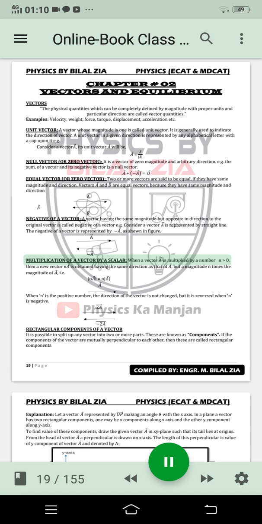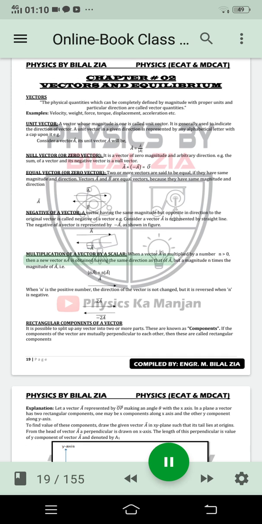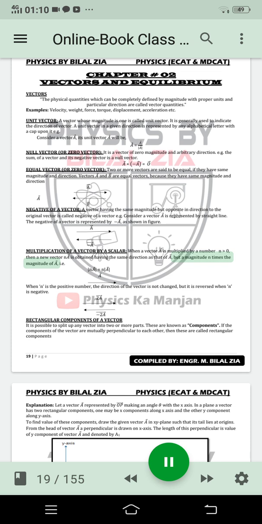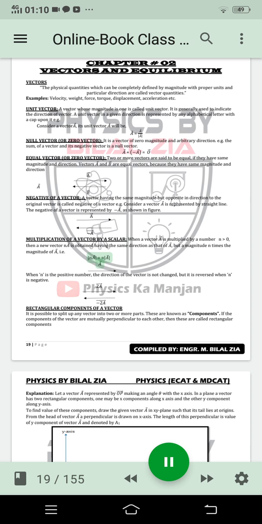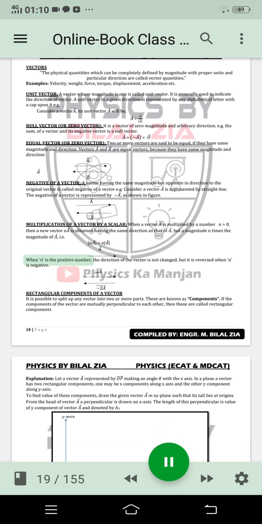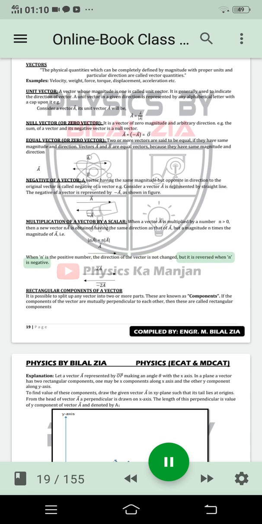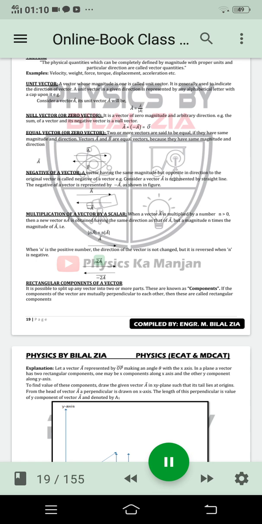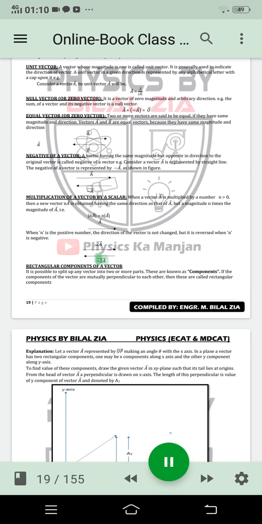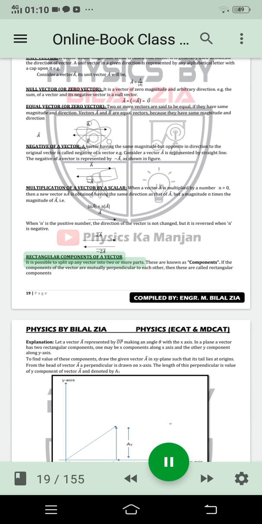Multiplication of a vector by a scalar. When a vector A is multiplied by a number n greater than 0, then a new vector nA is obtained having the same direction as that of A, but a magnitude n times the magnitude of A, i.e. nA = nA. When n is a positive number, the direction of the vector is not changed, but it is reversed when n is negative. 2A, −2A.